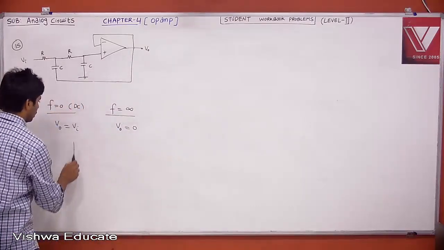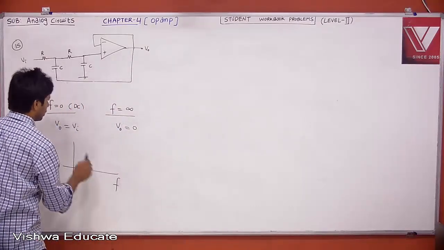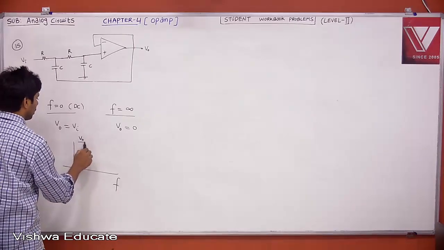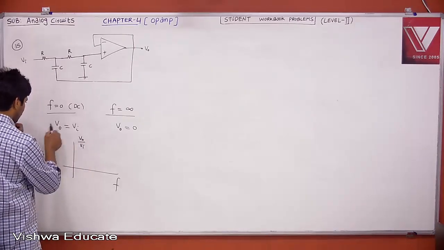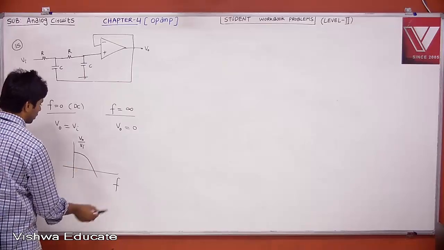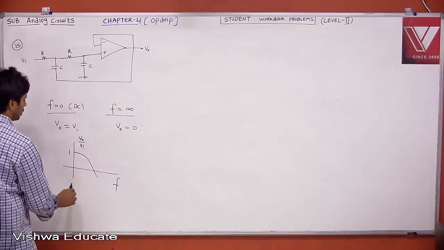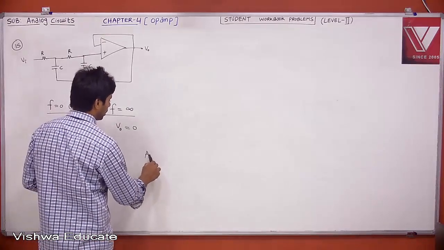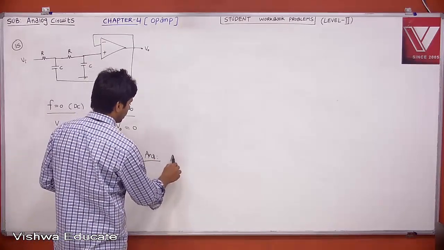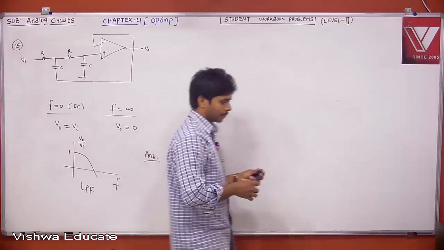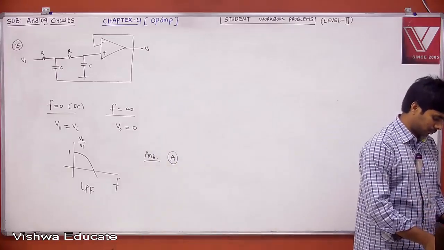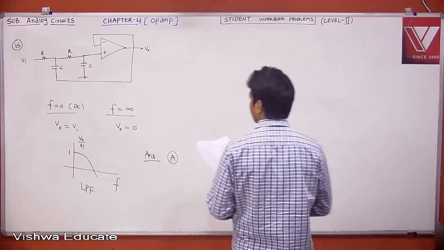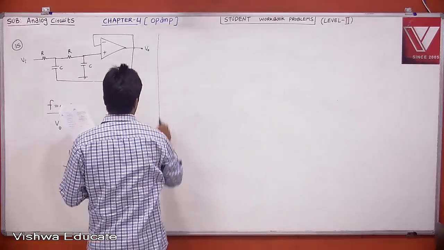Therefore, what does that mean? Frequency and your V0 by Vi: at low frequency, V0 by Vi is 1, at high frequency, it is 0. Therefore, this is nothing but a low pass filter. Therefore, what is the answer? The answer is low pass filter, which is A. Now, problem number 16.